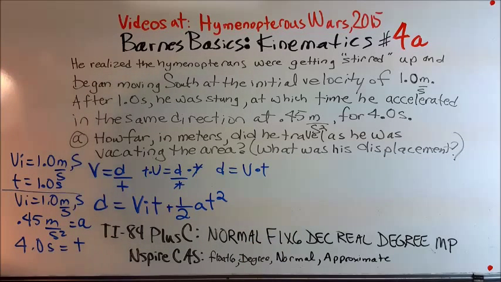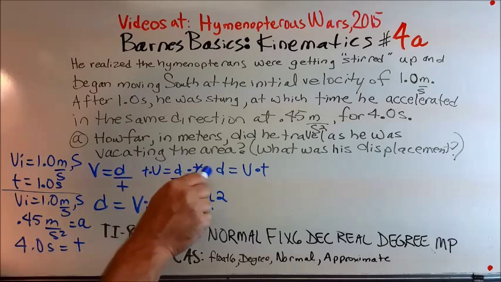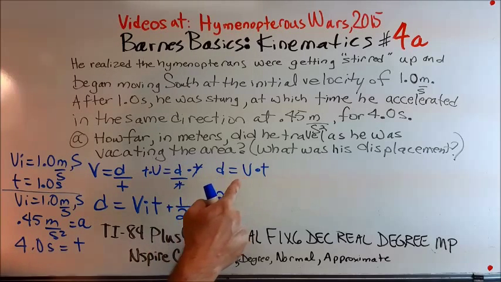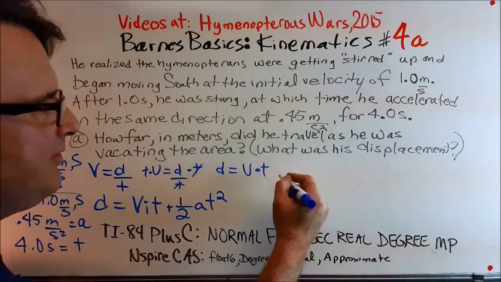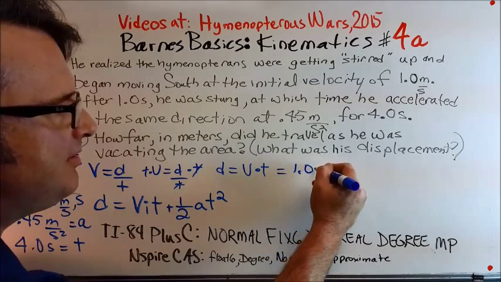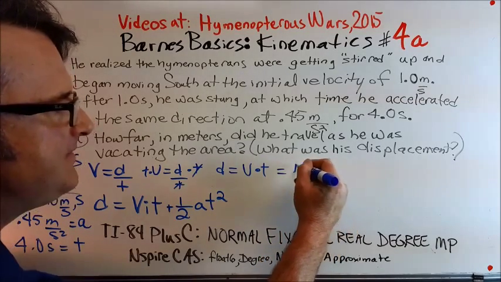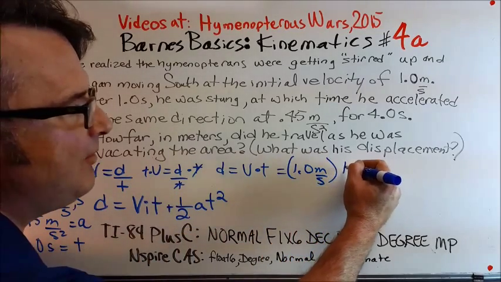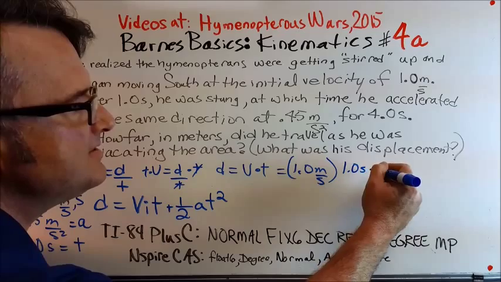And you might even ask, why didn't I use the average velocity? Because there was not an average velocity. I was like a bullet out of a barrel. I had an initial velocity, and so we're going to just use this equation for the first second. So my initial velocity was 1.0 meters per second, and the time that I spent doing this was about 1.0 seconds.